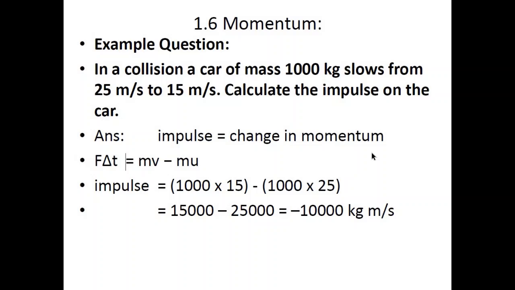So we would use the other formula, because we know that impulse is always equal to change in momentum. So impulse would be 1000 multiplied by 15, because that was the final speed of the car, minus 1000, that is the mass, multiplied by 25, that is the initial velocity, u. So 15,000 minus 25,000 would give us minus 10,000 kilogram meters per second, and that would be our impulse. The minus sign simply shows that the speed has decreased, or the impulse has caused a deceleration.